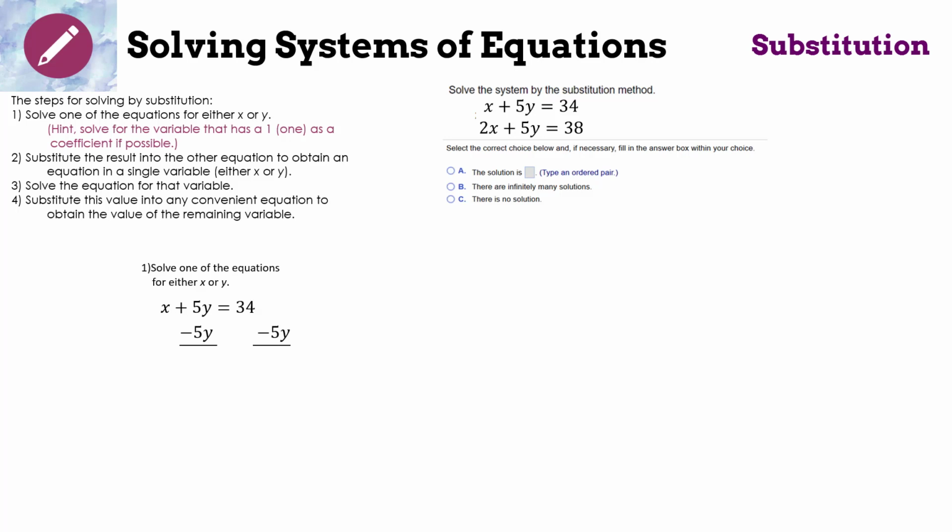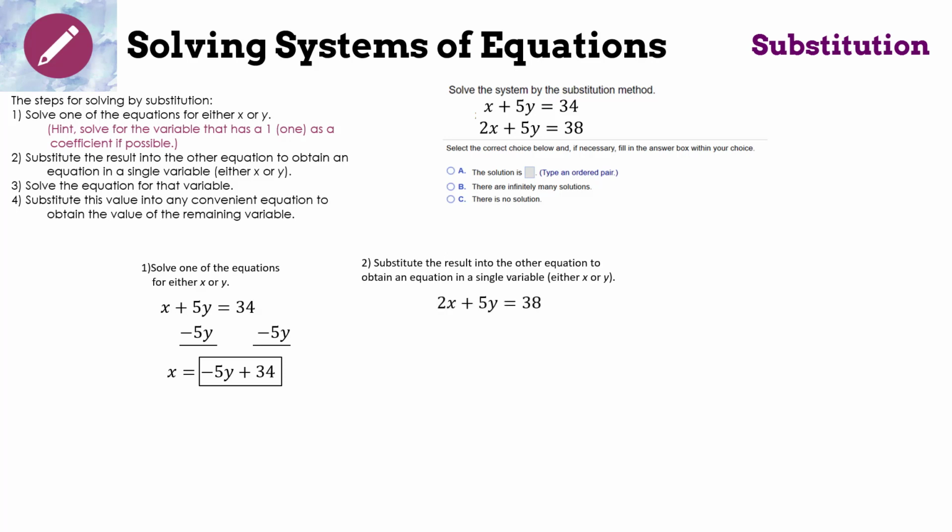I'm going to subtract 5y from both sides, and now we have x equals negative 5y plus 34. We're going to take that, and we're going to substitute that into the other equation, okay? It has to be the other equation. And for us, it's 2x plus 5y equals 38. I like to make a big space, and I'm going to put negative 5y plus 34 in for x.